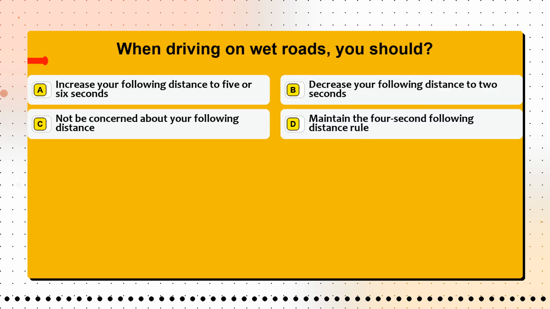Question 91. When driving on wet roads, you should. Here are the options. Option A. Increase your following distance to 5 or 6 seconds. Option B. Decrease your following distance to 2 seconds. Option C. Not be concerned about your following distance. Option D. Maintain the 4-second following distance rule.